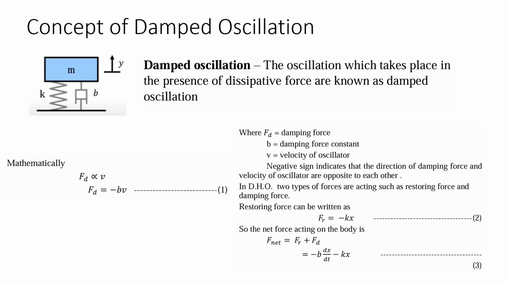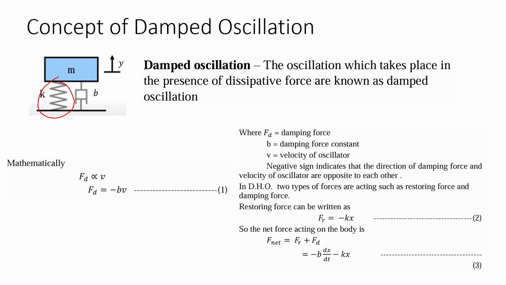Okay, first, let's break down damped oscillation. Imagine a spring with a mass hanging from it. We pull the mass and let it go. It starts to bounce, but not forever. Over time, it will slow down. That's because of a damping force, a force that resists motion and gradually absorbs the energy.